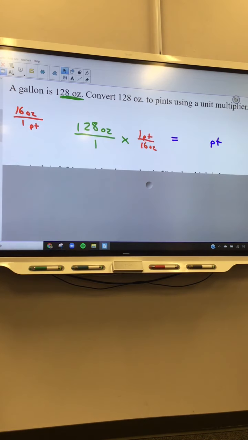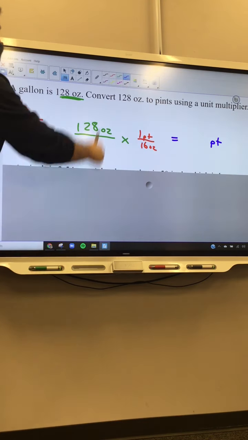Because I feel, not exactly sure, but I feel like multiplying the 128 ounces by 1 pint. Yeah, you picked the right one. Your reasoning wasn't quite right, but you did pick the right one. That's the one we're gonna use.